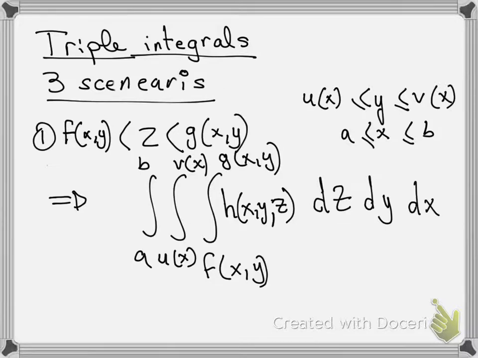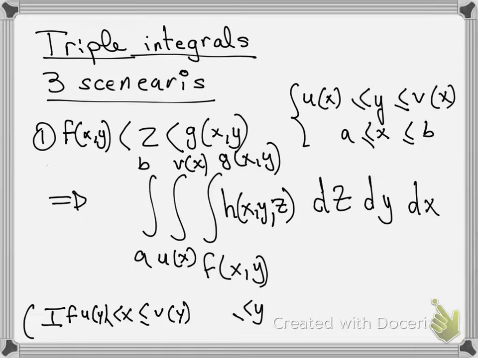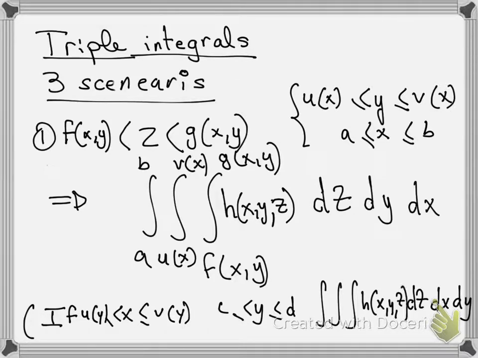And of course, guys, if your x is between two functions of y, and y is between two constants, let's say c and d, then you need to change the order. So it will be dz, then dx, and then dy, and then you have your function here, as usual. So that will be your order of integration.